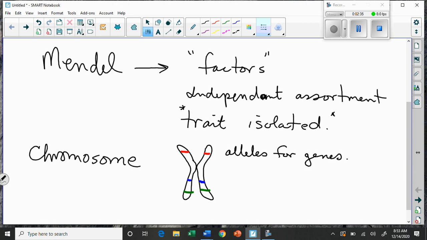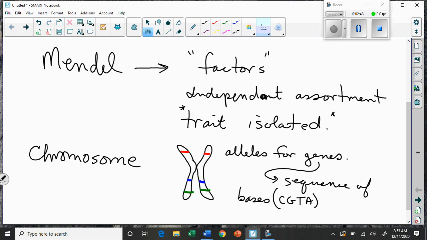And we know what a gene is now. The gene, of course, is a sequence of bases. Remember those bases, C, G, T, and A on the DNA molecule. So we now understand what that means. But you'll notice that the three different alleles that I've drawn here, the red, the blue, and the green alleles, are on the same chromosome. One chromosome can contain many, many genes.